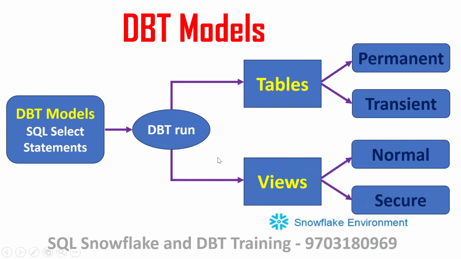So DBT models are SQL select statements. Whenever you run one, either tables or views will be created based on the materialization property. These are divided into permanent table, transient table, normal view, and secure view. So by using DBT, we can create permanent tables, transient tables, normal views, and secure views.